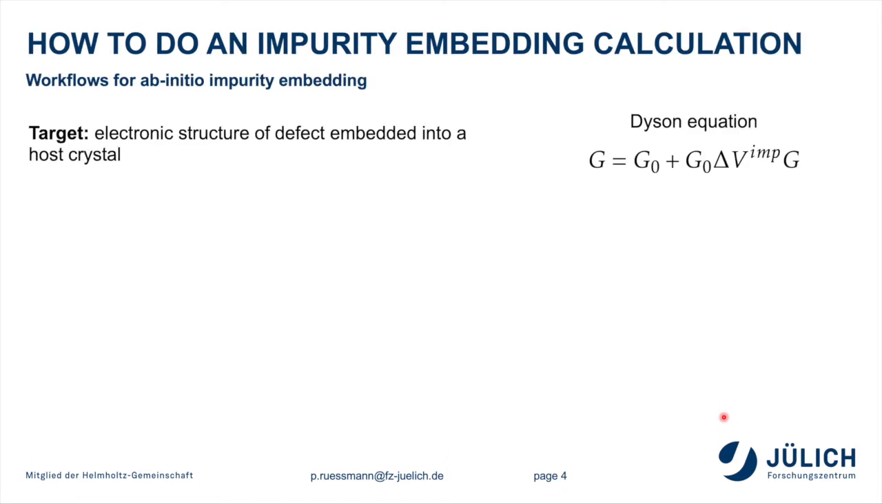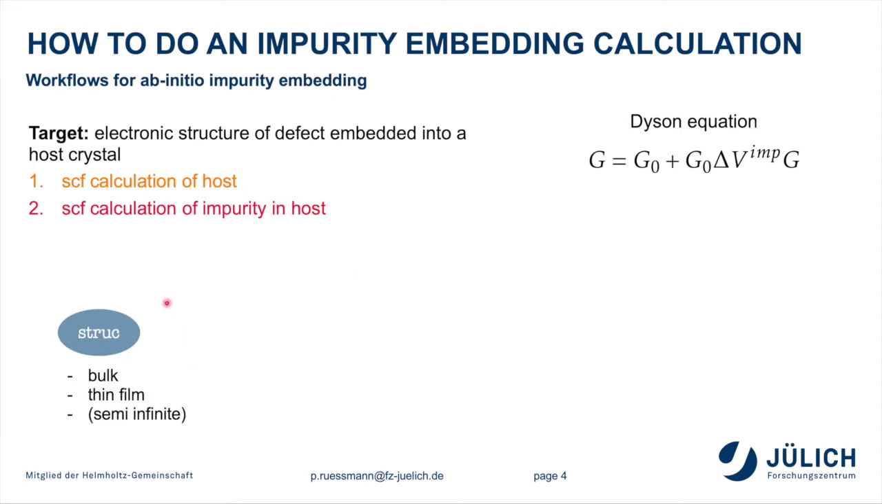So how can you do an impurity embedding calculation? The target is we want to solve this Dyson equation. So we actually have to do two steps. First, we have to find the G0, our green function of the perfect crystal into which we want to embed our impurity. And then in the second step, we need to embed the impurity into the system. So this can be done like this.